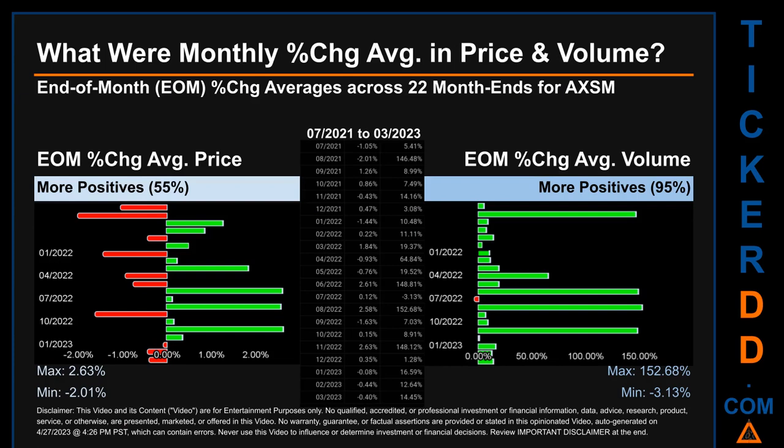Price saw an end-of-month max of 2.63% in average percentage change, along with a minimum of -2.01%. For volume, the maximum and the minimum monthly percentage change were respectively 152.68% and -3.13%.